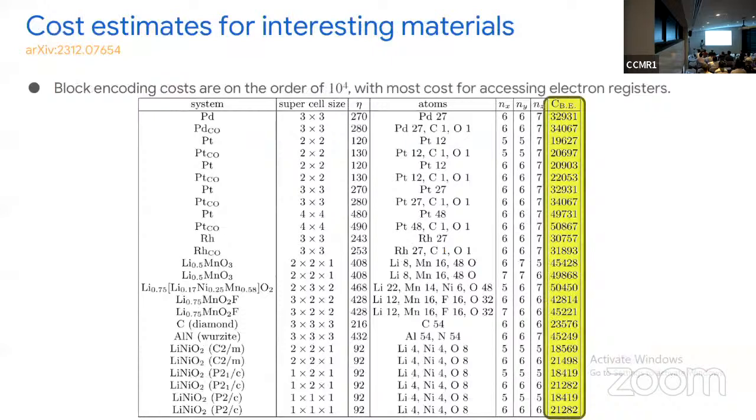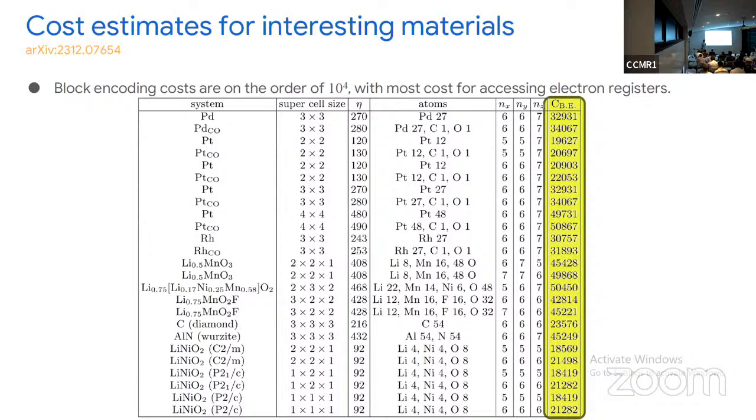So this is what we get for a few interesting materials, and the key column here is on the right, which is costs for block encodings. So these are in terms of counting Toffolis. So you see here, there's a range of say 20,000 to 50,000, but for a lot of these, a lot of the cost is just for accessing the registers with the electron momenta. So what this is telling us is essentially we've optimized the evaluation of the pseudopotential functions as much as is reasonable to give the best performance.